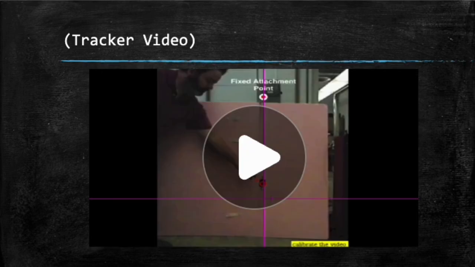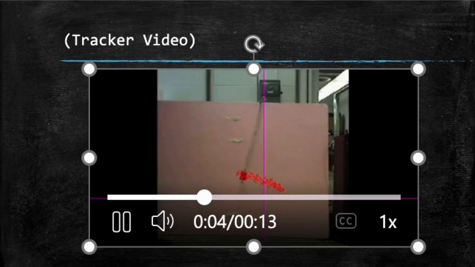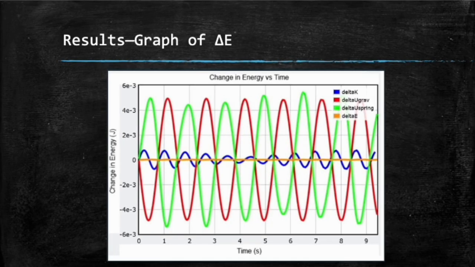Here is a video of our tracker. I'll play that for you guys. It's super satisfying just seeing the red thing swirling and swirling. Alright, moving along, you get the gist of that.